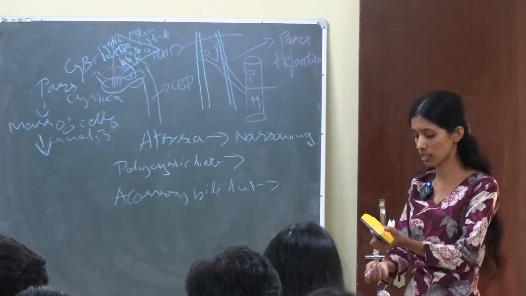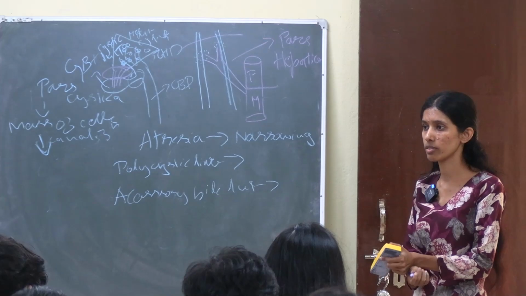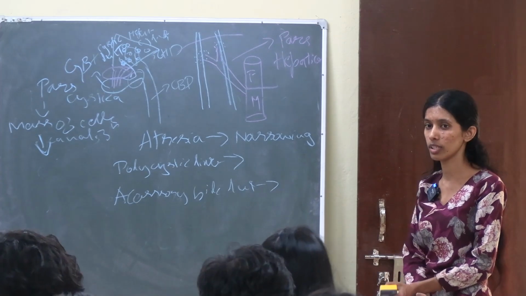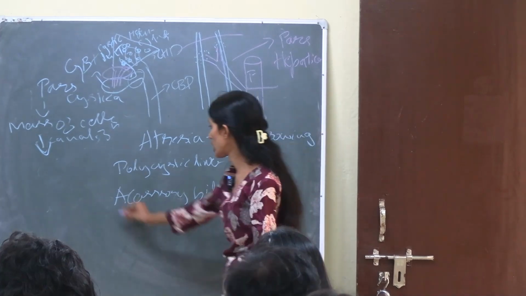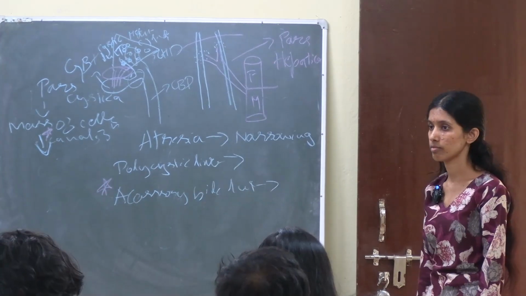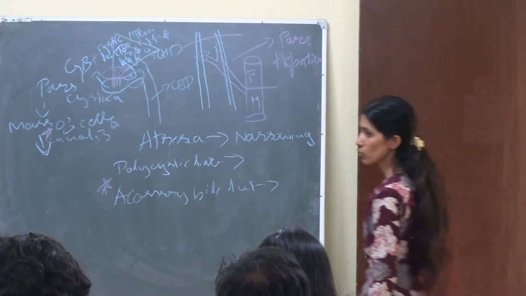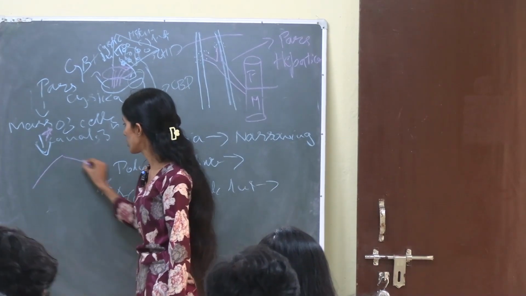What happens if the accessory bile duct is present? Advantage or disadvantage? Advantage. Okay, any other answers? What happens if the accessory bile duct is present? Okay, I'll give you some time, you can check later. We have one more condition, this is the last one.